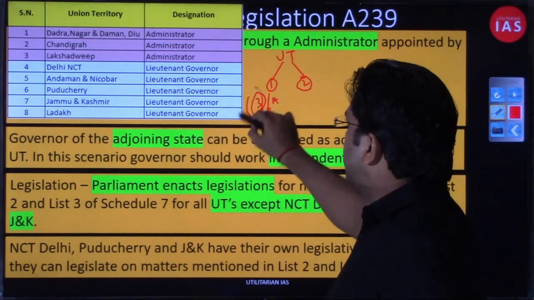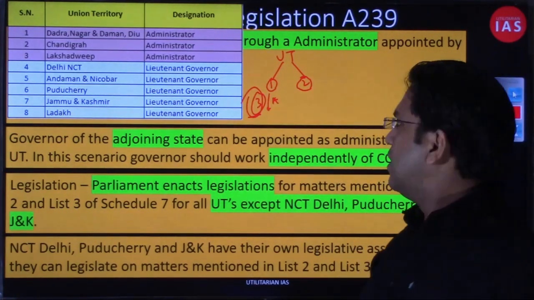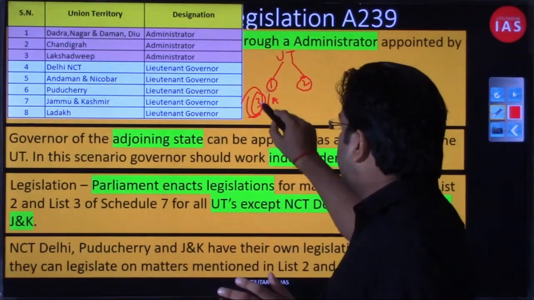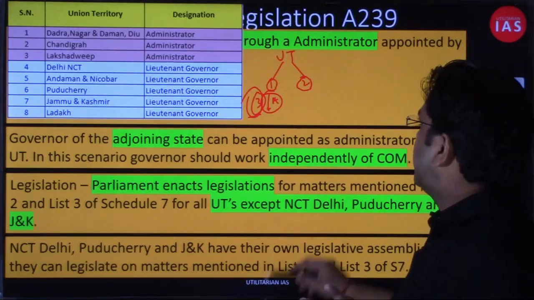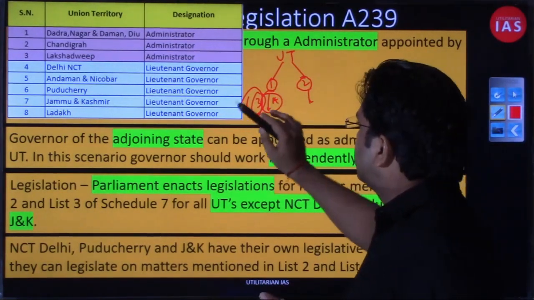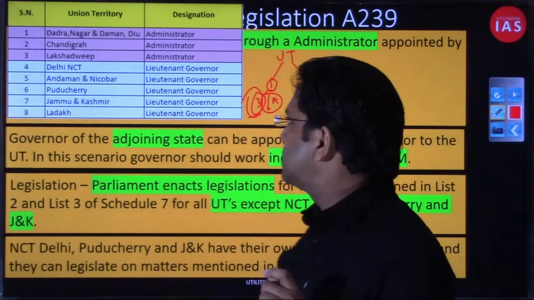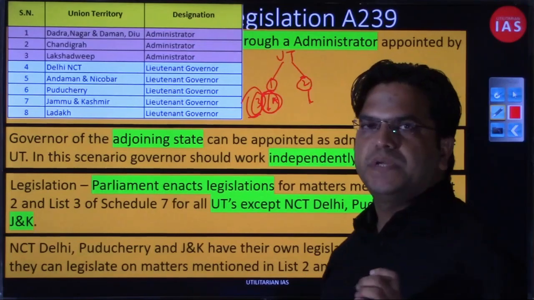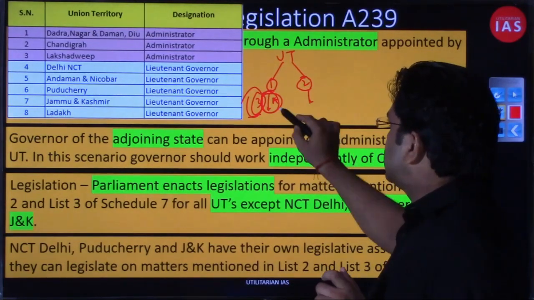So these 3 assemblies are going to design the legislations for those union territories. On category 1, I hope you will have clarity. As far as category 2, let us discuss it at a later stage. Let us first talk about the legislative powers of these 3 union territories that we have put into category 1, because there are certain limitations.